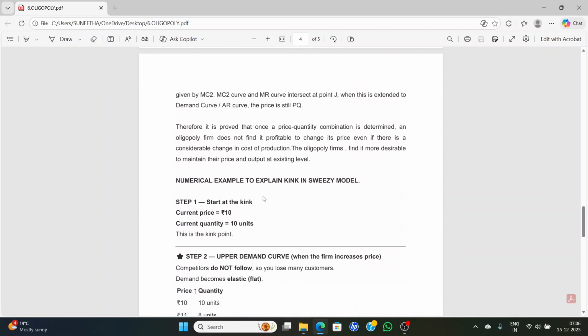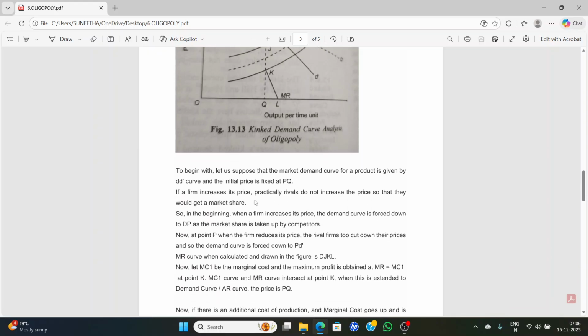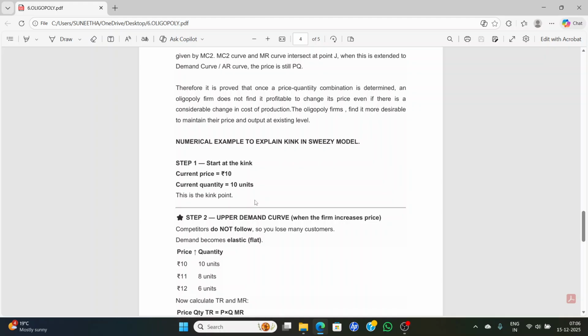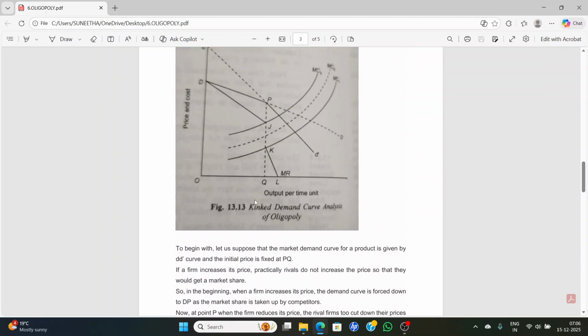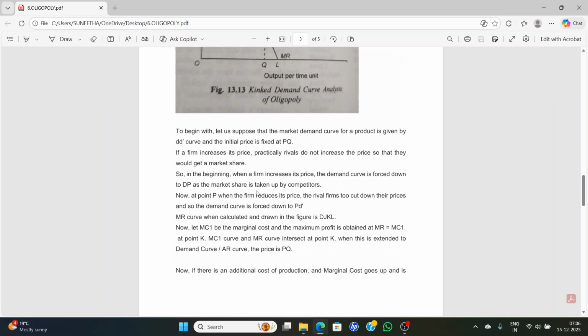And there is something to explain: why there is a dotted line JK in the MR line, and below is the explanation for that. Initially you start at the kink, where the current price is 10 and the current quantity is 10. So you start at point P, where the price is 10 and the quantity is 10.